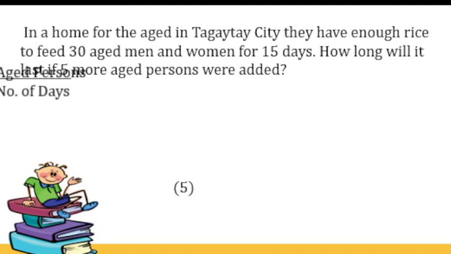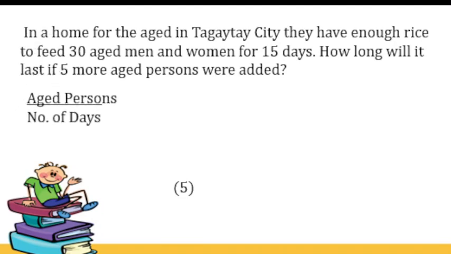Next, let's say you have a home for the aged in Tagaytay City. They have enough rice to feed 30 aged men and women for 15 days. How long will it last if 5 more aged persons were added?